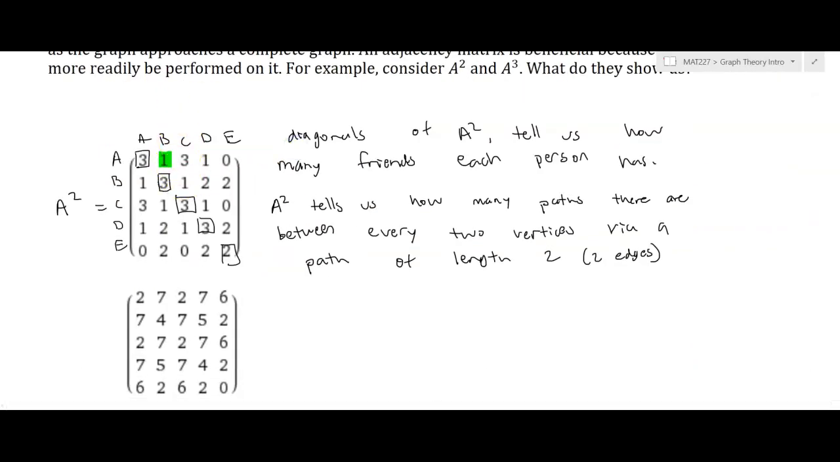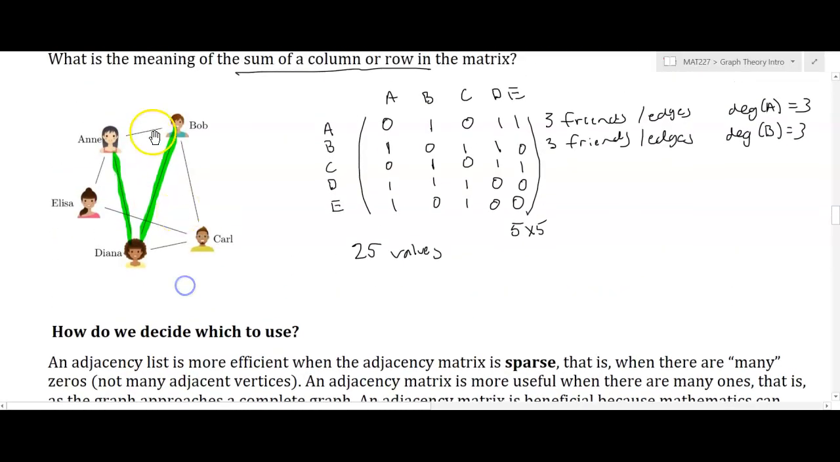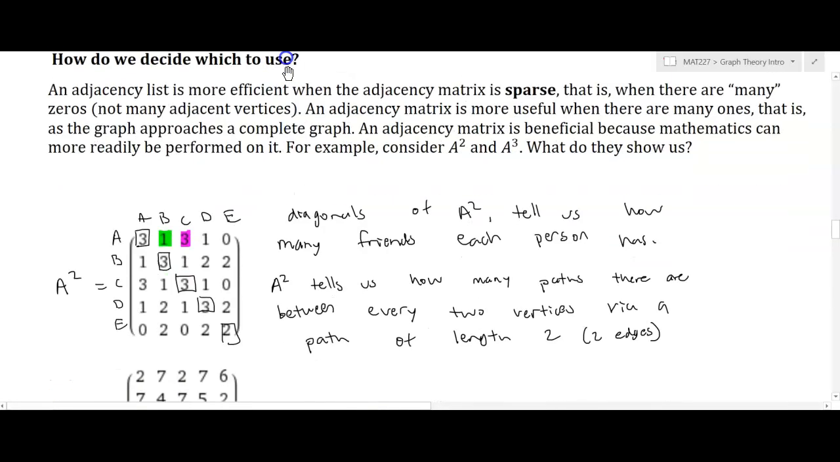Similarly, if you look at this 3 here, that's the number of paths to get from Ann to Carl by taking 2 edges. Ann to Carl would be Ann to Bob to Carl. Or we could go Ann to Diana and then to Carl. Or we could go Ann to Elisa and then to Carl. And so that's what that tells us.